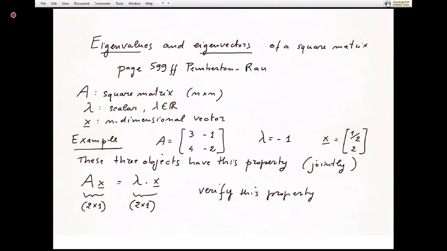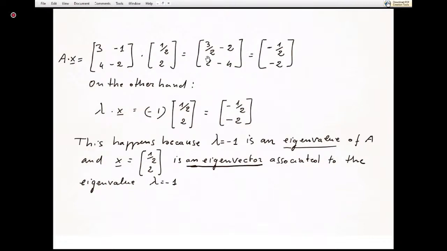Basically, for this particular type of operation, the scalar lambda -1 plays the same role as matrix A. Okay, because the result multiplied by vector x is the same. But just for this particular vector, okay, it works only for this particular vector. Okay, so you can check this. You can multiply A times x, and then lambda times x is easy because it is -1/2 minus 2. Multiply A times x, matrix product, you get -1/2 minus 2.